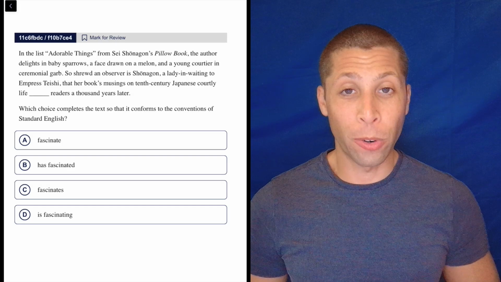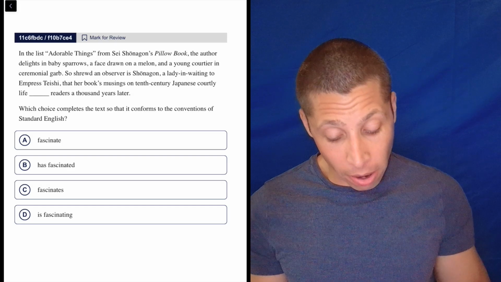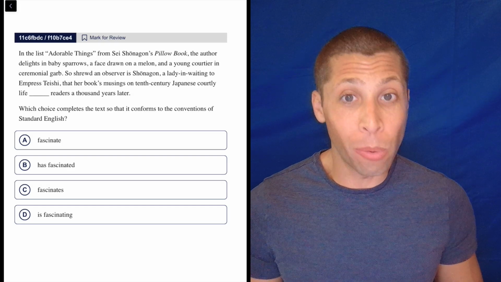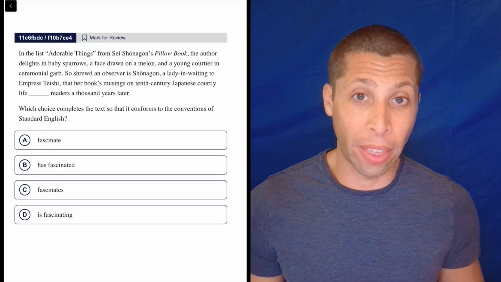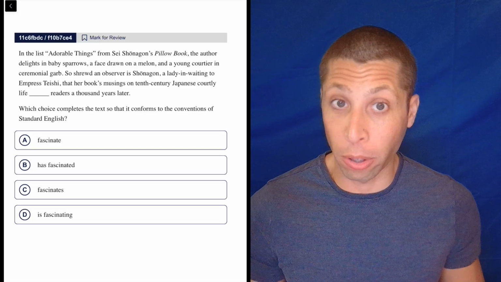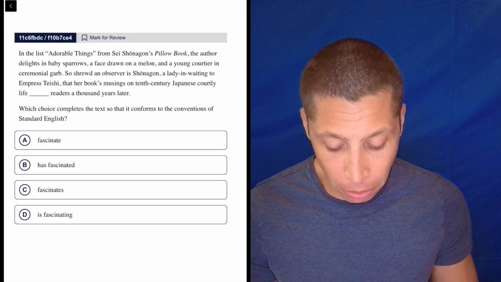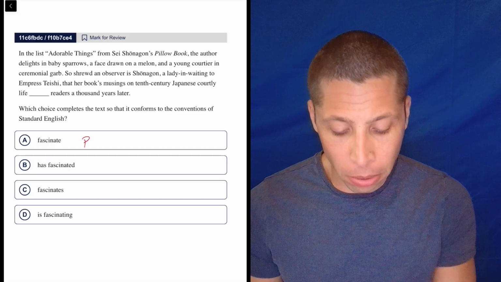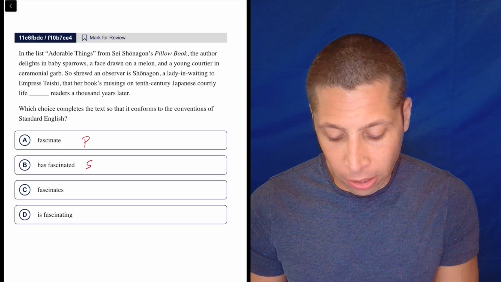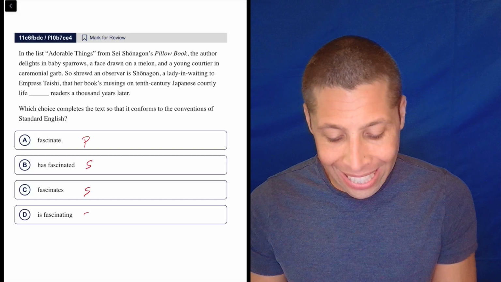Look at the answer choices first. As always, what are they? They're verbs here. So as always, when we have verbs in the choices, you've got to think first about singulars and plurals. Can you classify these as singular or plural? Choice A is plural. Choice B is singular. Choice C is singular. Choice D is singular.